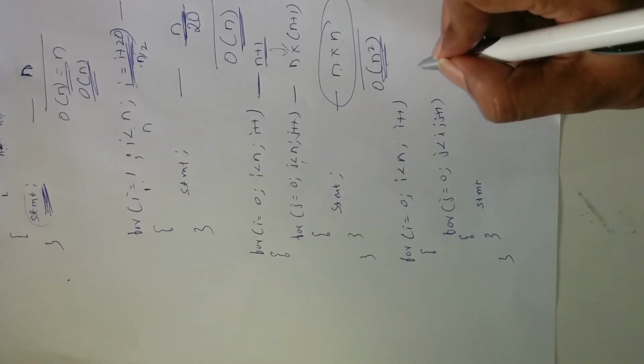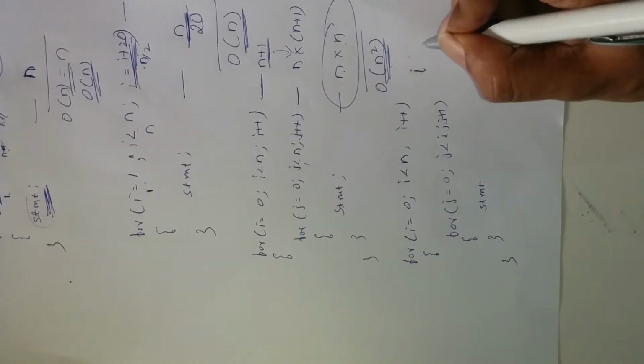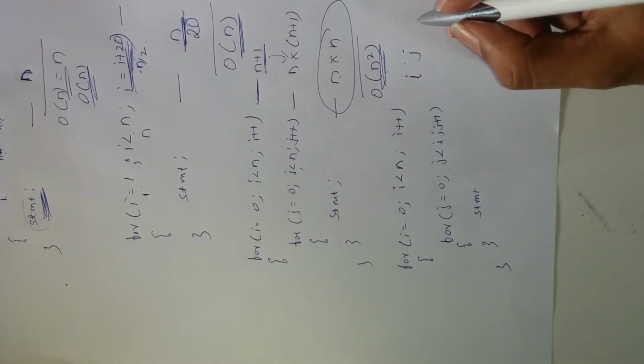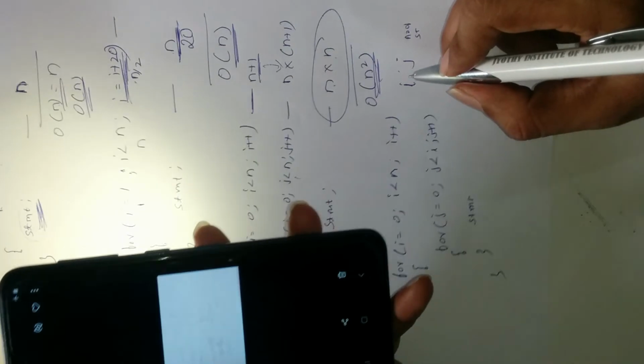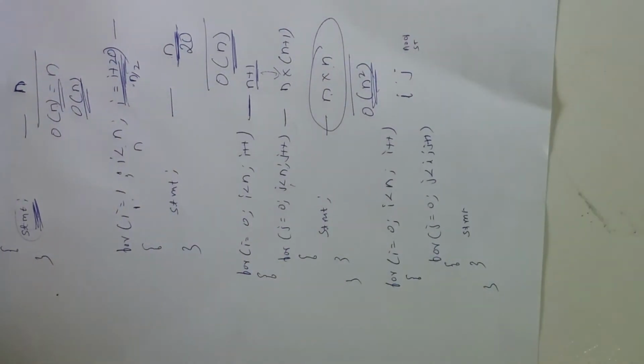Now we have to find the value. This is i, this is j, and the number of statements. Now we have to calculate the value.